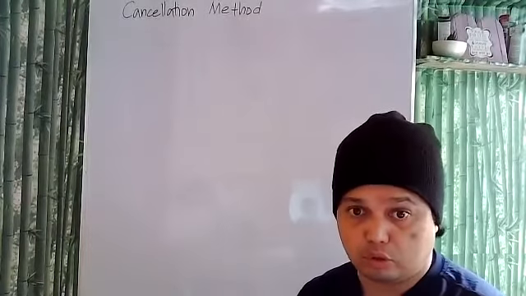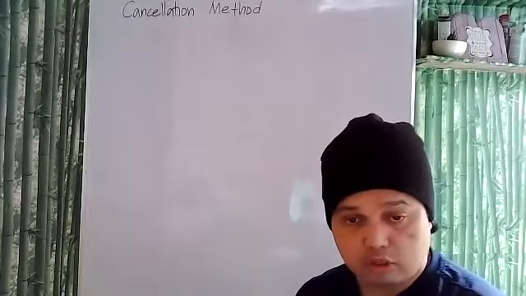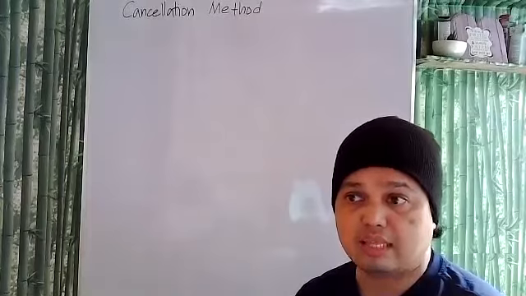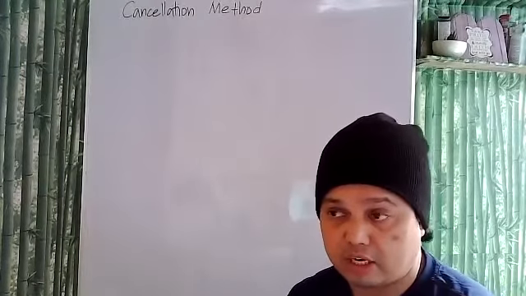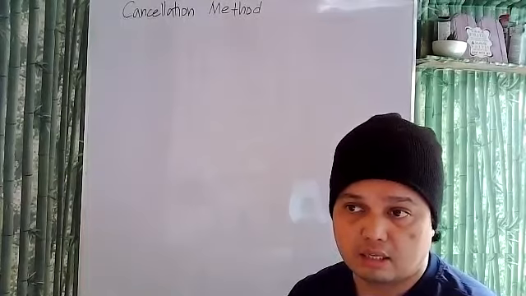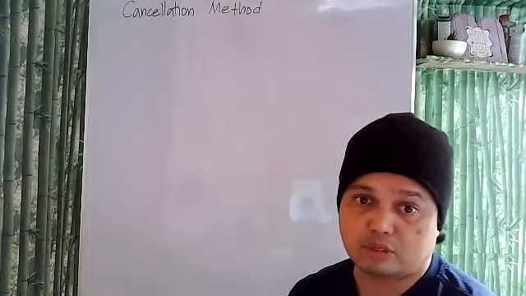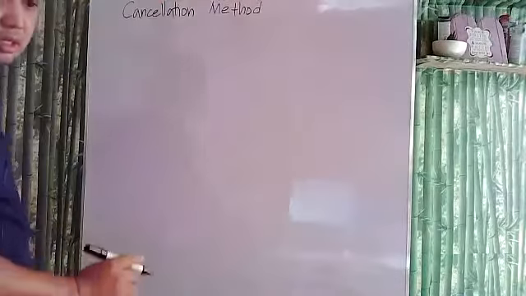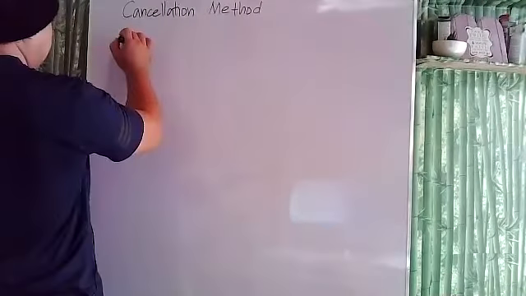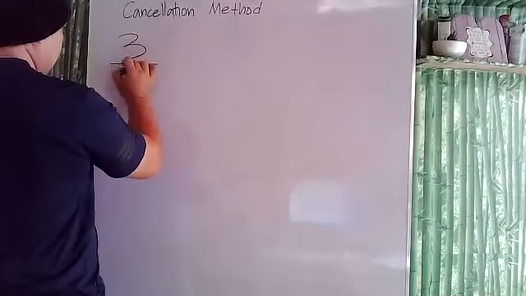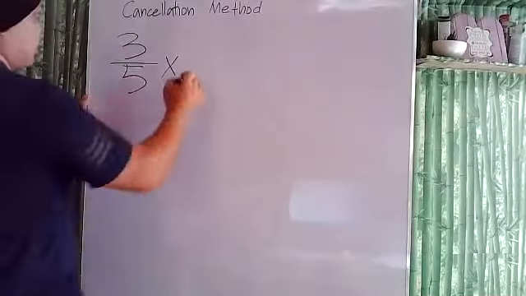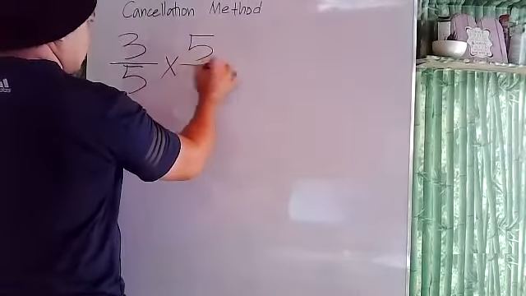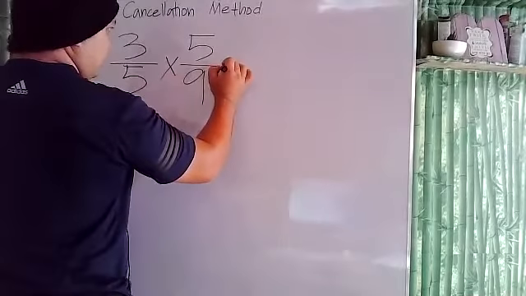Now to show you the difference, we're going to use the same two examples that we used last meeting in multiplying fractions. So if we use example number one, that is 3/5 times 5/9. Okay, so we have used the long method.